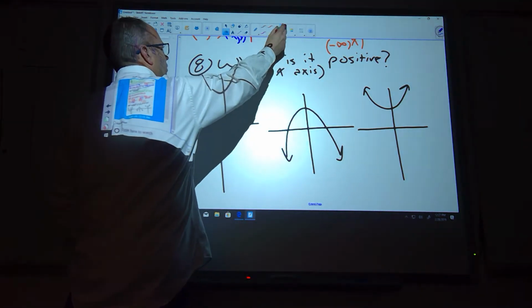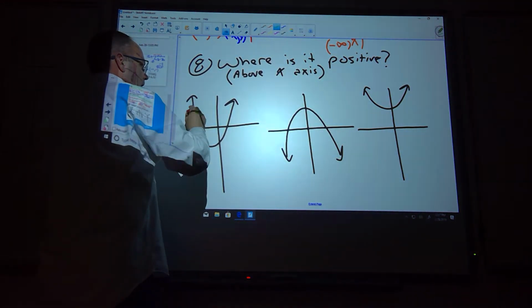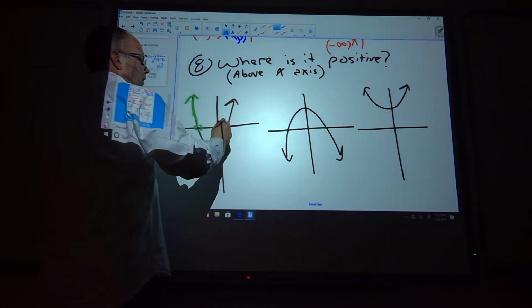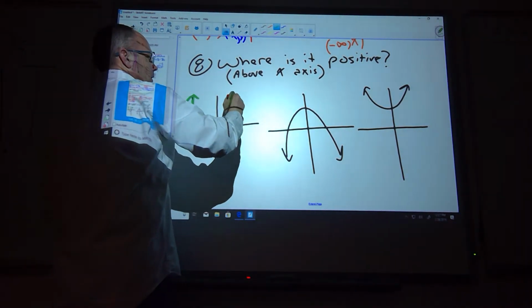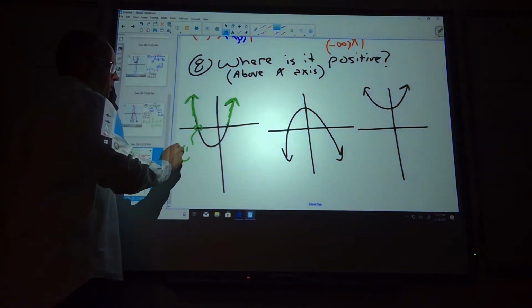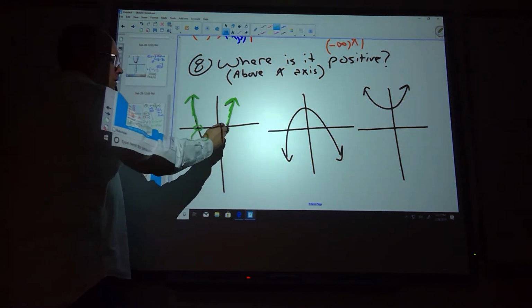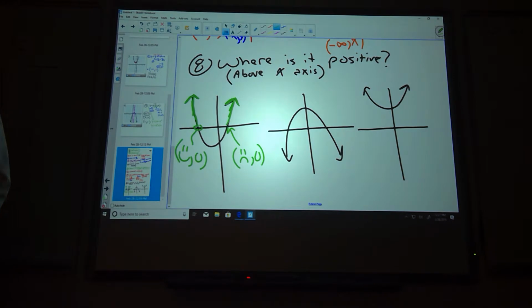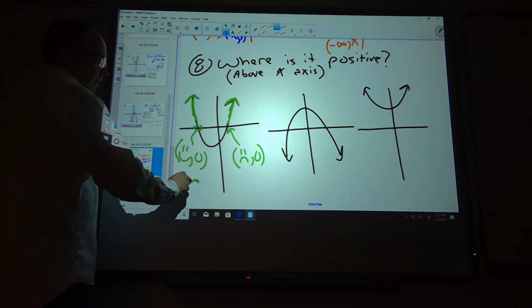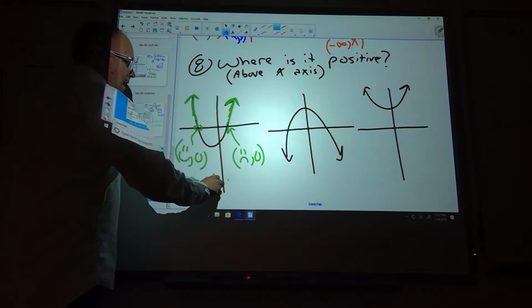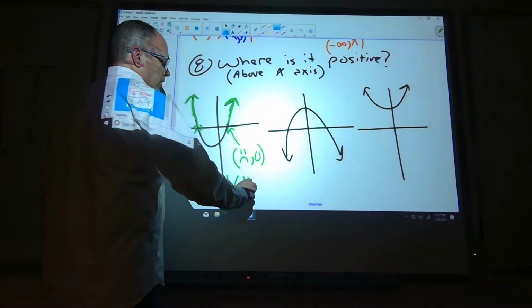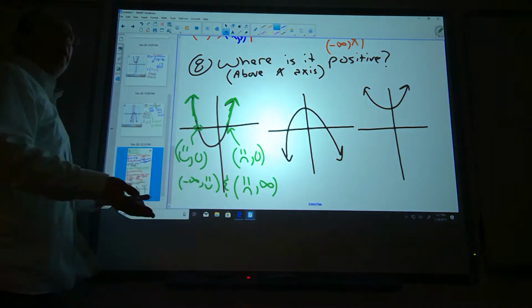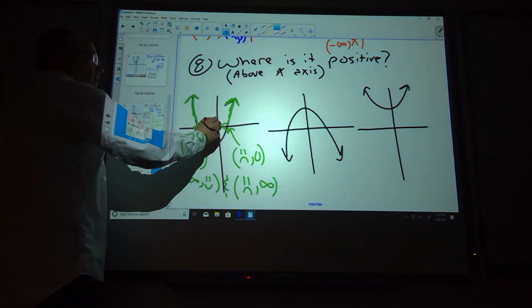So where is this one positive? So it's positive here, and it's positive here. And let's call that the point smiley face, comma 0. And let's call that the point frowny face, comma 0. Smiley face or frowny face represents some number, right? So if I were to say, hey, where's it positive on this one, I'd have to say from negative infinity to smiley face and from frowny face to infinity. That just means that's where it's above the x-axis. Okay? Below it, it's negative.